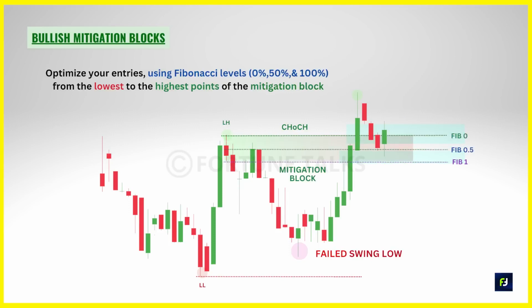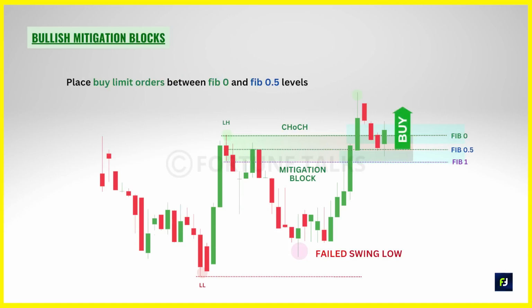You can also optimize your entries using Fibonacci levels. For this, extend a Fibonacci retracement from the lowest to highest points of the mitigation block. We only require the 0%, 50% and 100% levels. So the idea is to place buy limit orders between fib 0 and fib 0.5 levels. You can set your stop loss below the mitigation block or below the fib 1 level.